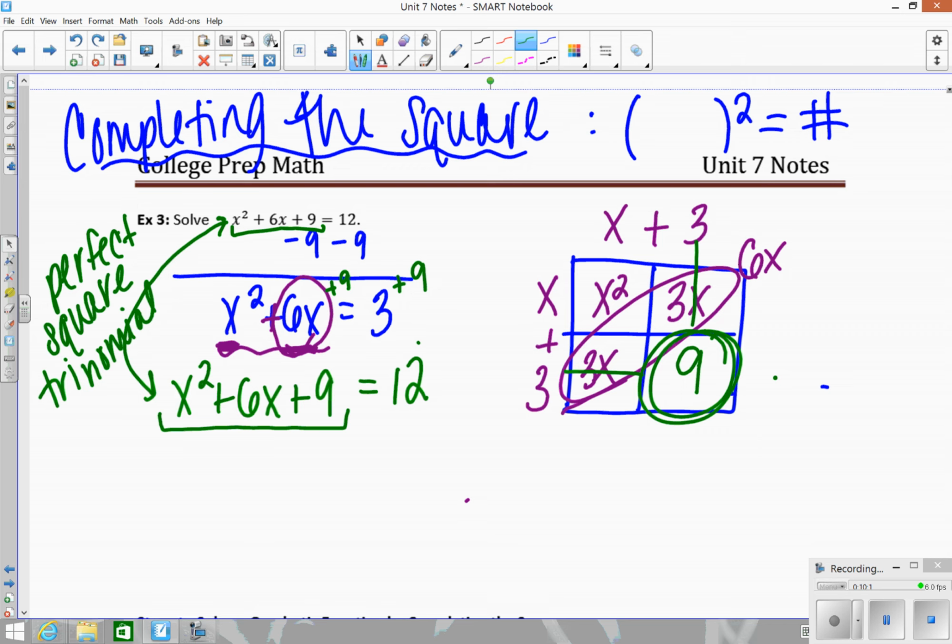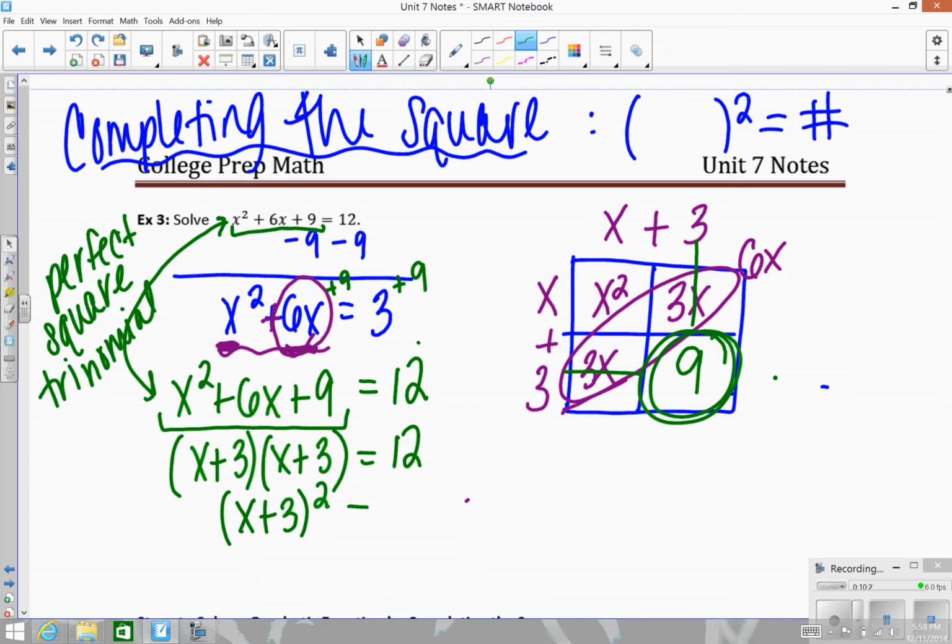So basically, since this is a perfect square trinomial, what that means is the factors, if you were to factor it, would be x plus 3 times x plus 3, or perfect square trinomial, meaning x plus 3 quantity squared. And I just keep the equals 12. And if you notice, this x plus 3 times x plus 3 are the side lengths of my square. So now I've forced this to become something that I can take the square root of. So now I can take the square root of both sides.